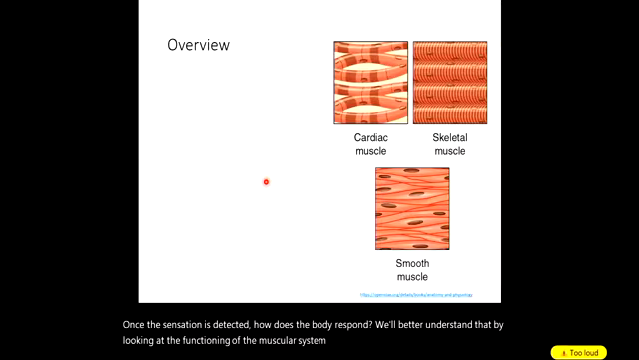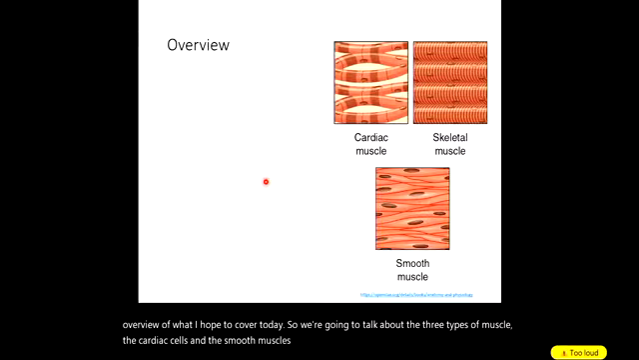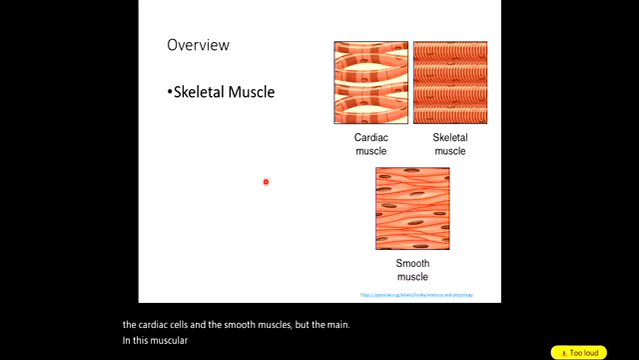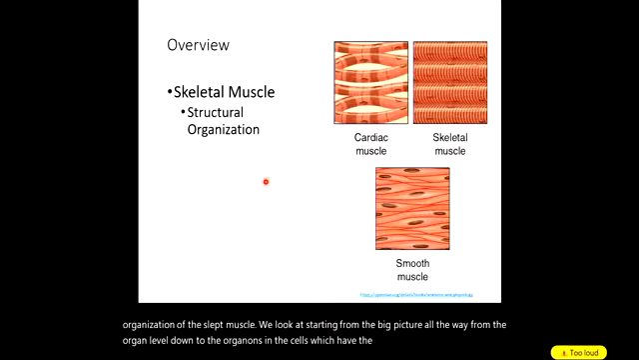So with that, I'd like to begin with an overview of what I hope to cover today. So we're going to talk about the 3 types of muscle, the cardiac, skeletal and the smooth muscles, but the main focus in this muscular system will be on the skeletal muscle. And I will point out the structural organization of the skeletal muscle. We look at starting from the big picture all the way from the organ level down to the organelles in the cells which help the functioning of the muscle cells, the entire muscle.